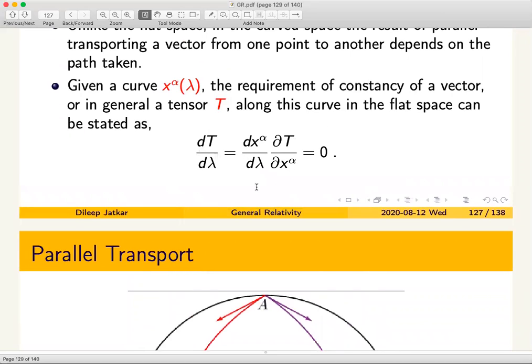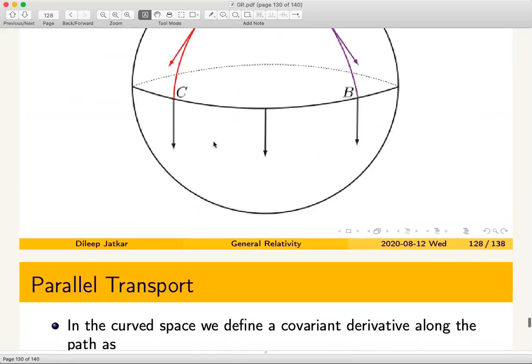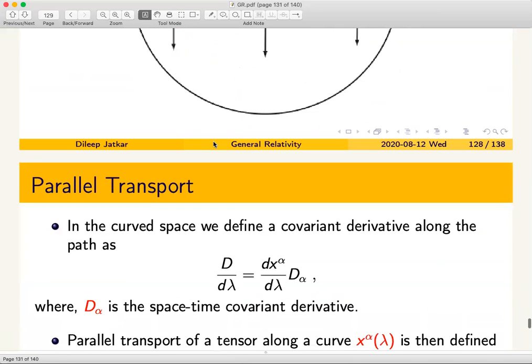Okay, so coming back to what we are doing, we define the tensor in general to be constant by saying that as you change the parameter lambda, the tensor does not change. So let's go ahead and ask how we are going to utilize this.